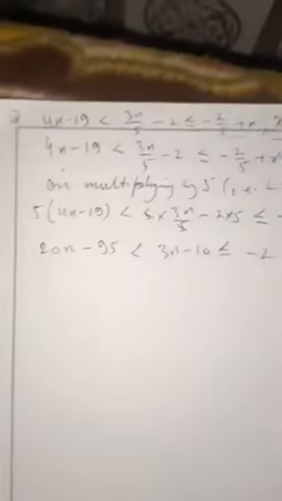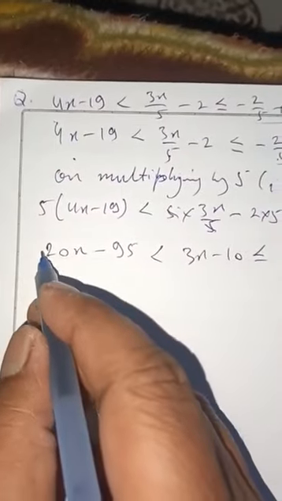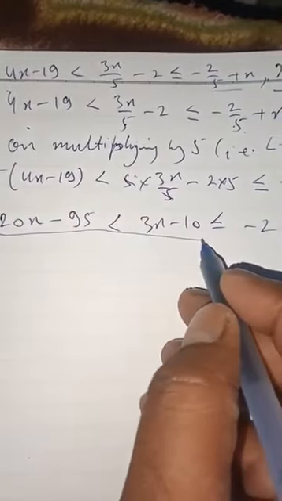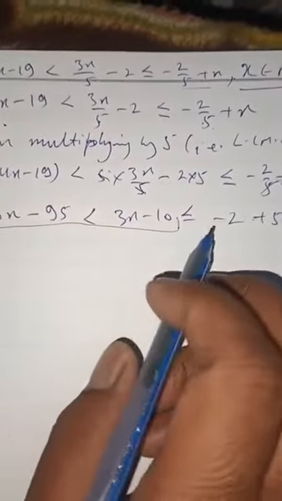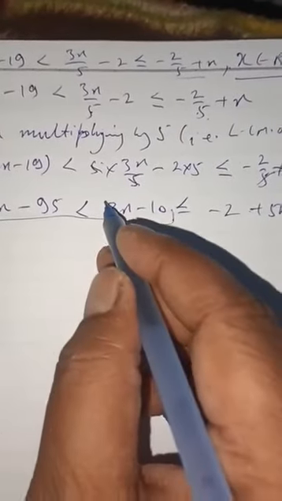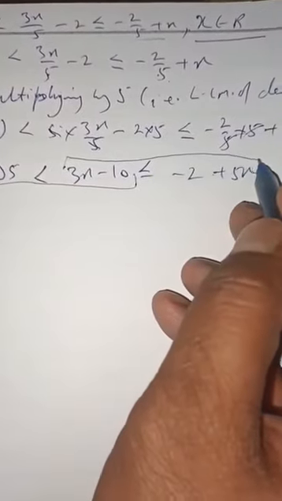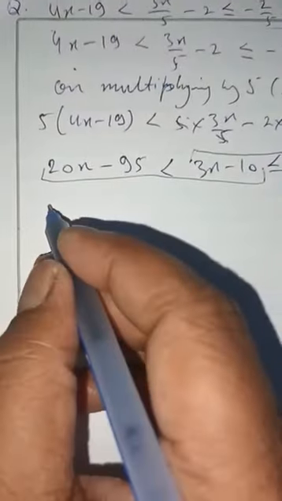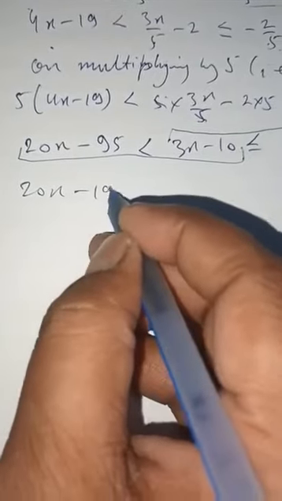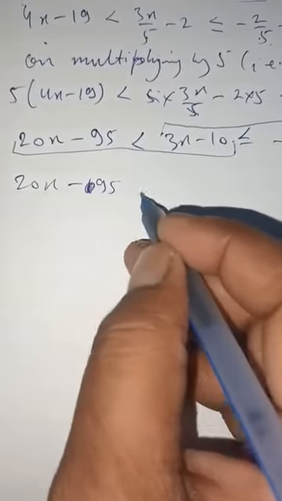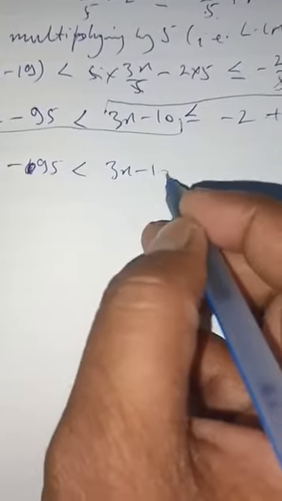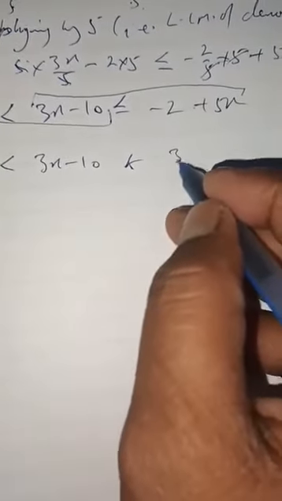Okay, now split it. See, we have two inequation signs, so split it in two parts. One part from the starting up to the point where the second inequation sign starts, and the second one will be the rest. Now we can write it as 20x minus 95 is lesser than 3x minus 10, and the second one will be 3x minus 10 is lesser than or equal to minus 2 plus 5x.